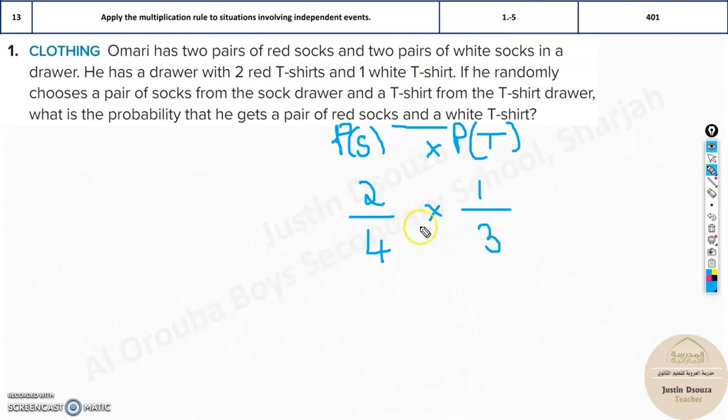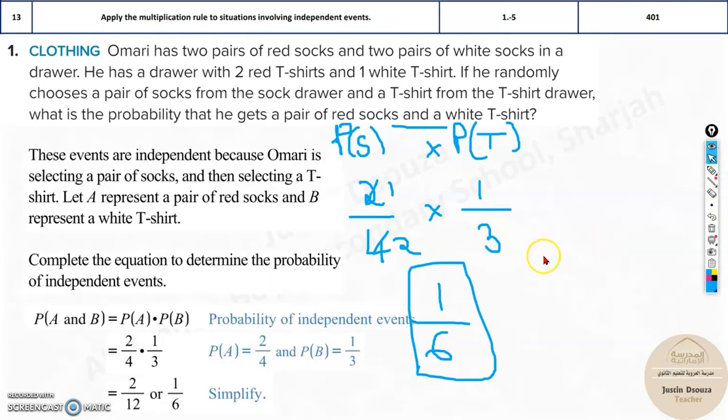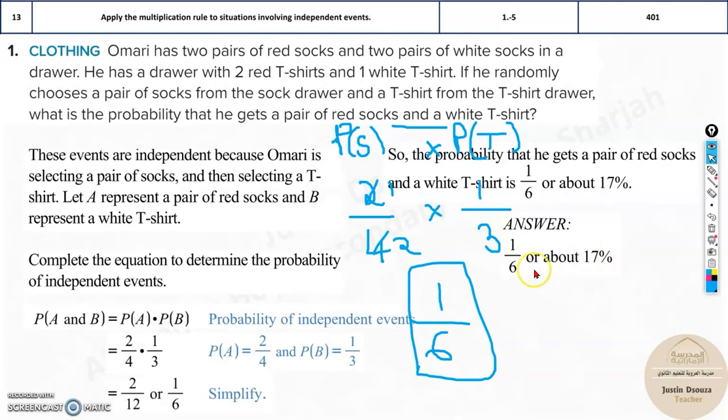All you need to do is solve this up. Over here it's 2 one time, 2 two times. It'll be 1 by 6. So that would be the answer. 1 divided by 6. That's it. The final answer is 1 by 6. However you do, that'll be the answer.